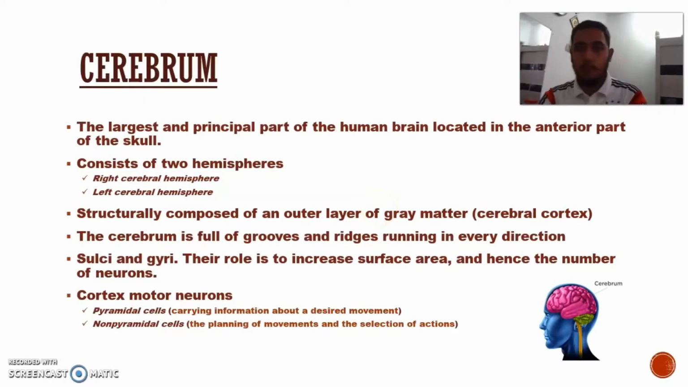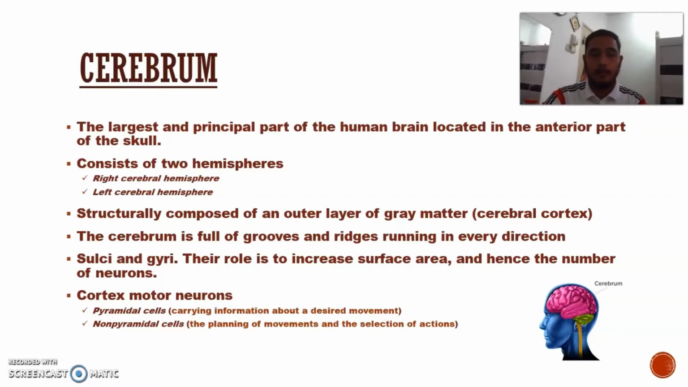Okay, we go for the cerebrum. The cerebrum is the largest and principal part of the human brain, located in the anterior part of the skull. It consists of two hemispheres, the right cerebral hemisphere and the left cerebral hemisphere, structurally composed of an outer layer of grey matter, which we call the cerebral cortex.